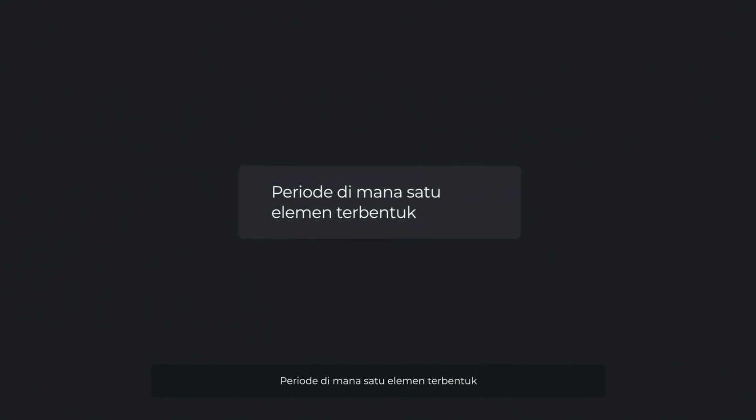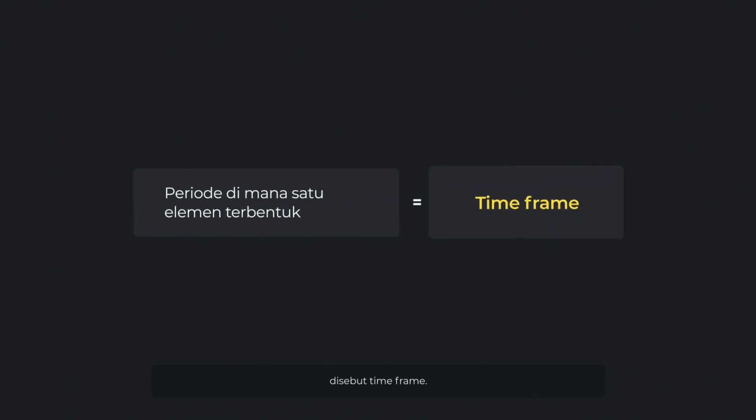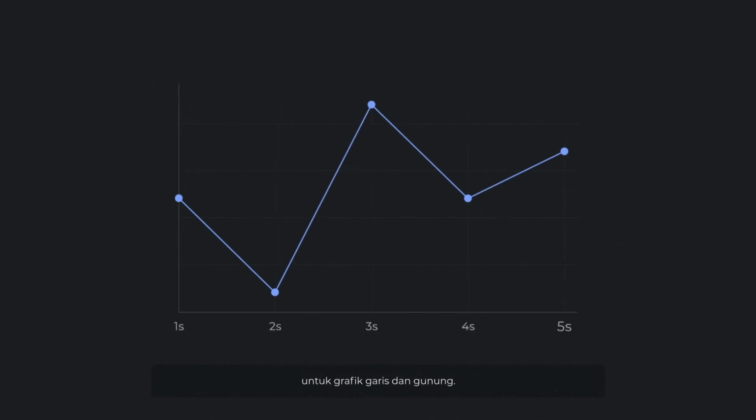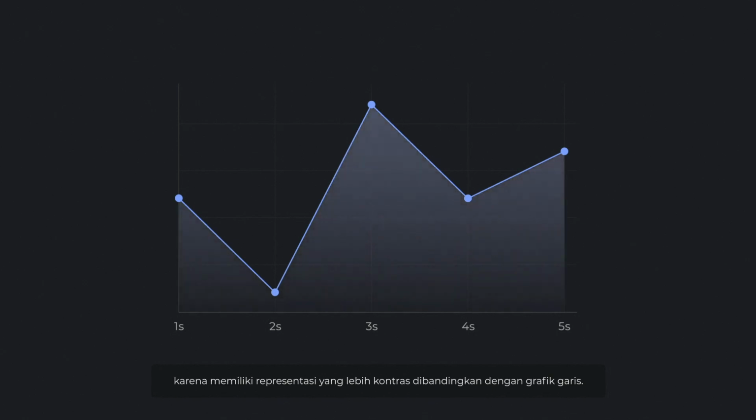The period during which one element is formed is called a time frame. The minimum time frame is 1 second for the line and mountain charts. The point is the final price of the asset at the corresponding point in time. The mountain chart is easier to understand, as it has a more contrasting representation compared to the line one.